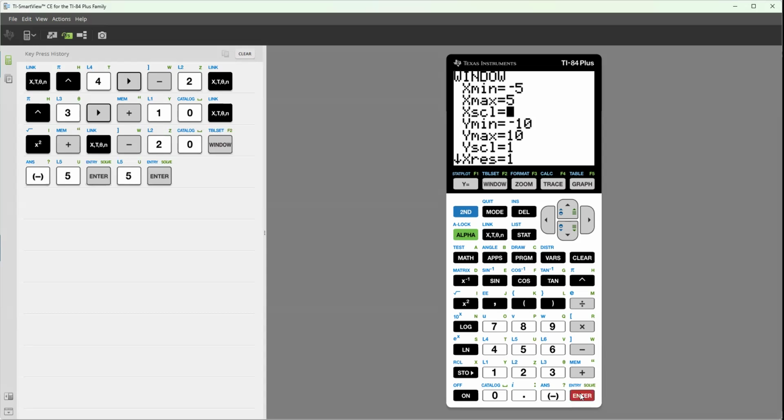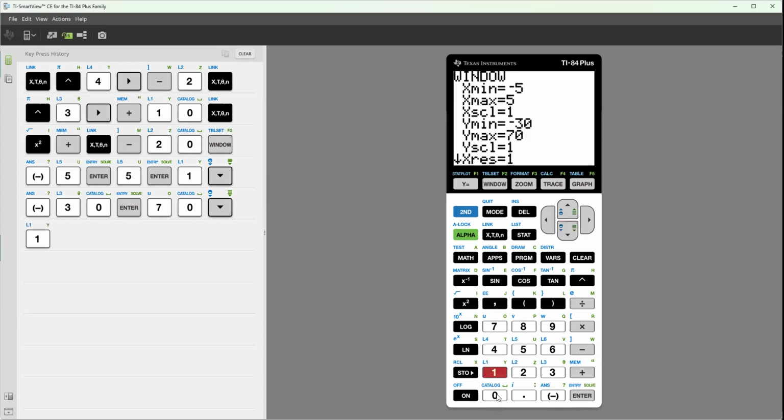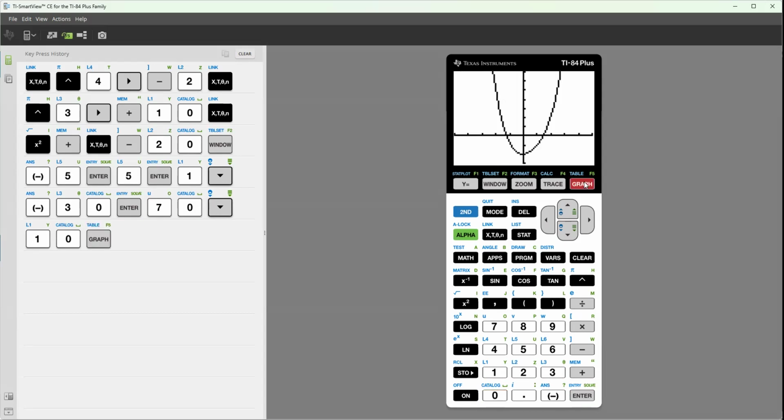Let's see, my x scale, that was 1. All right, now let me go down. My y minimum is the -30. My y max was a +70. And on that y scale, they said go by tens. So now I'm using their scale. When I hit graph, it should look exactly like one of their pictures.